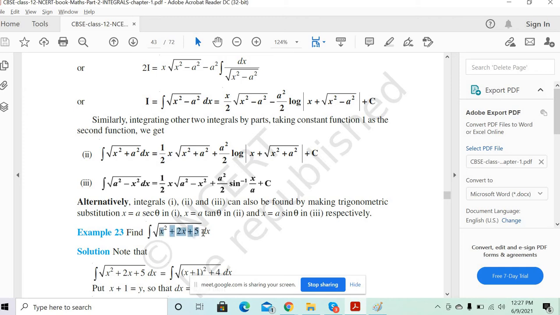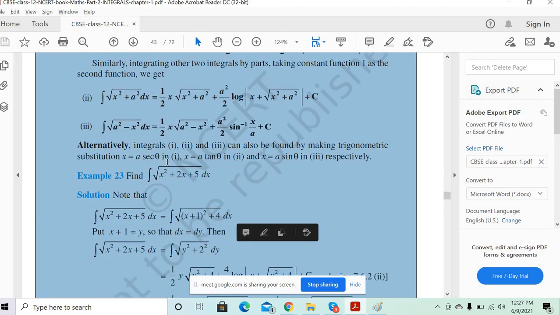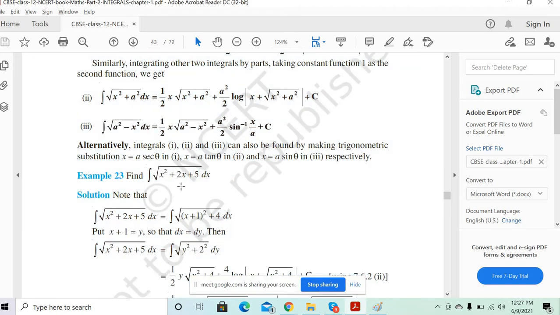So basically x square plus 2x plus 5 is there. In order to get it in the square form, you need to do completing the square, isn't it? Yeah. So you have to use the same method, completing the square. Use b by 2 square, add and subtract, so that you complete the square for it.